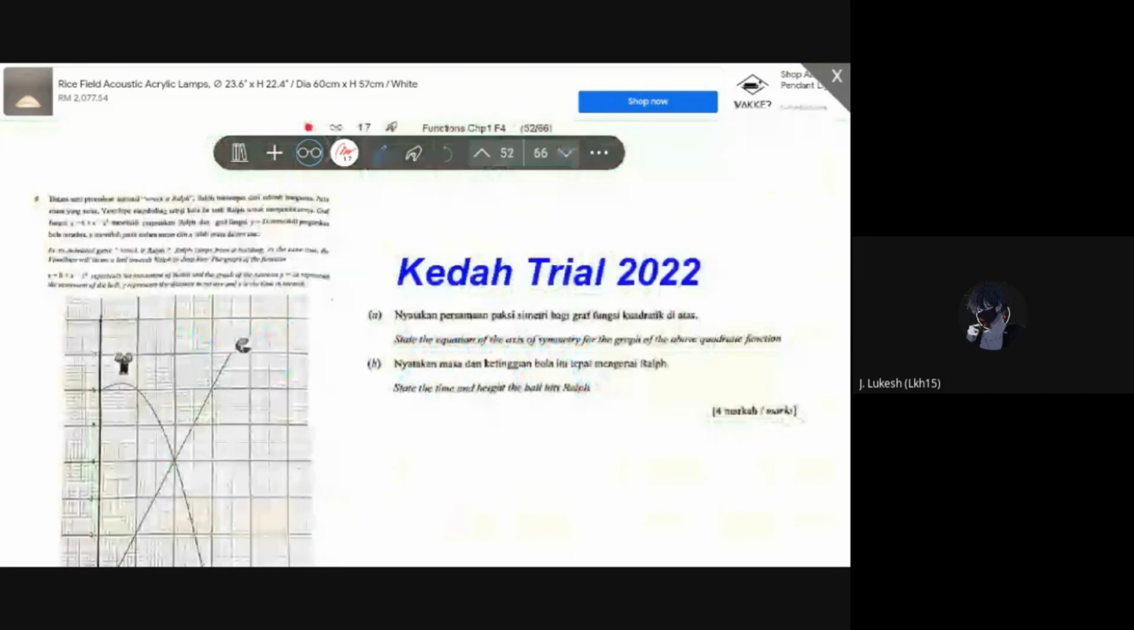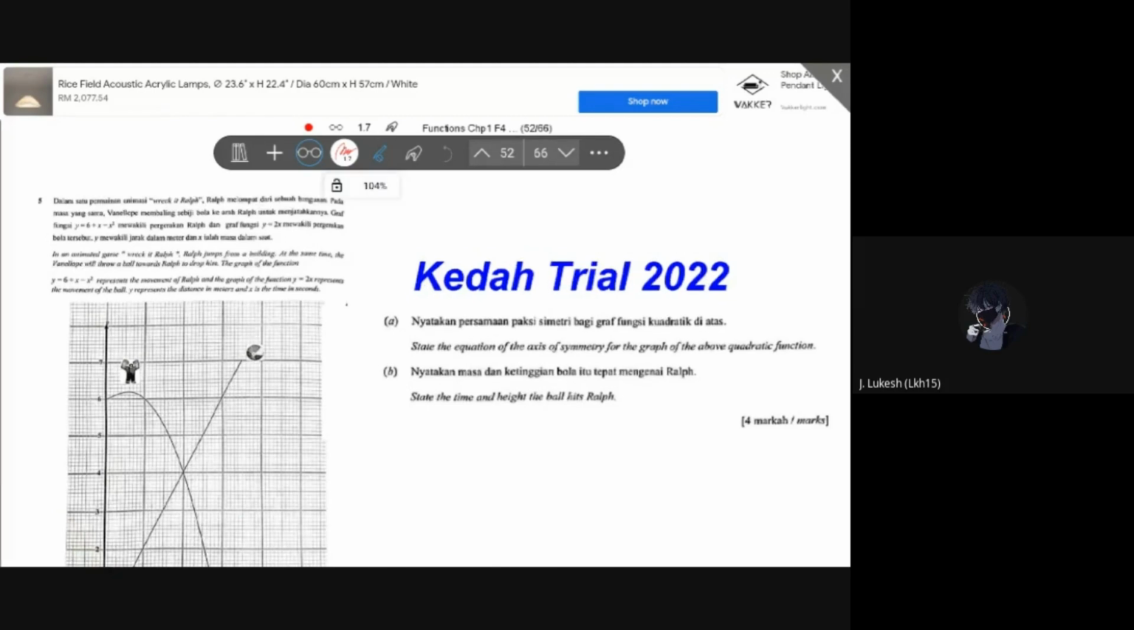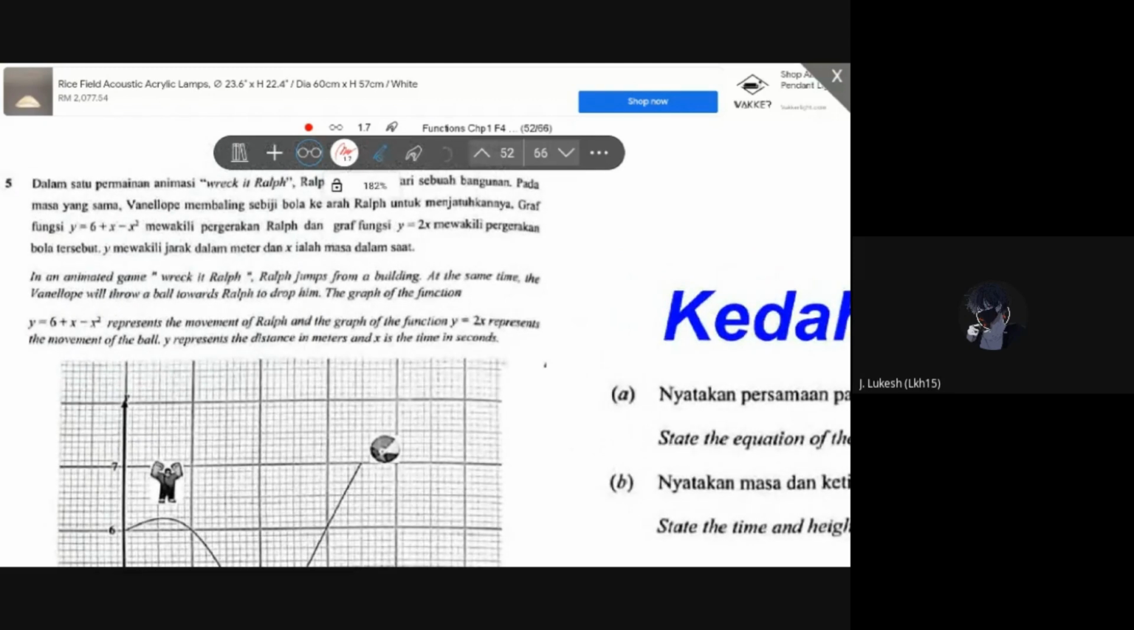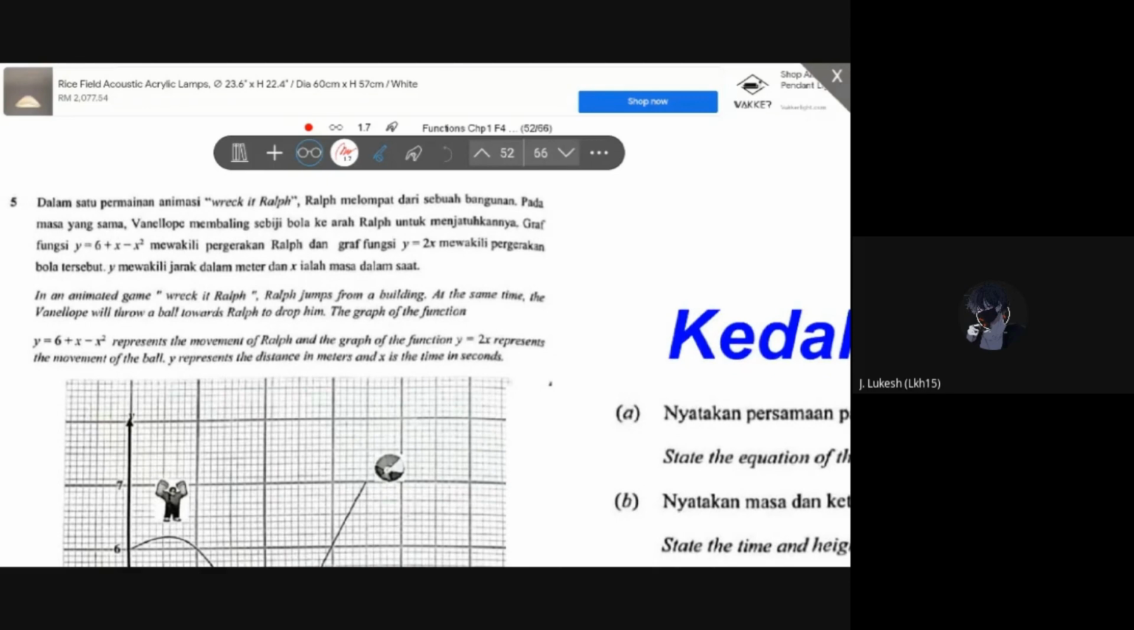Okay, so let's start. First state, we are doing the Kedah trials, Trial Negeri Kedah 2022. Let's analyze the question first. Those who study in BM can read the BM version, because if I read both it will waste time, I'll just read the English.